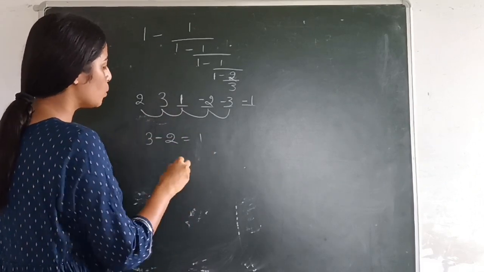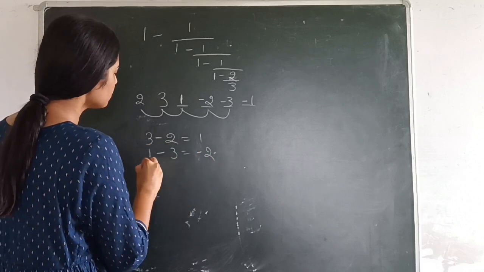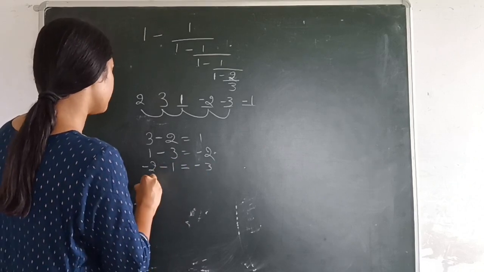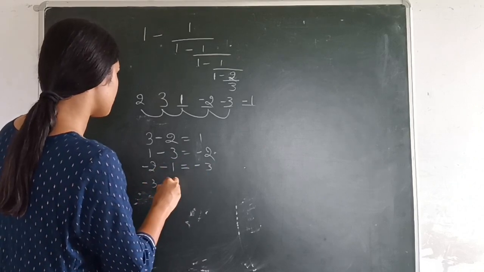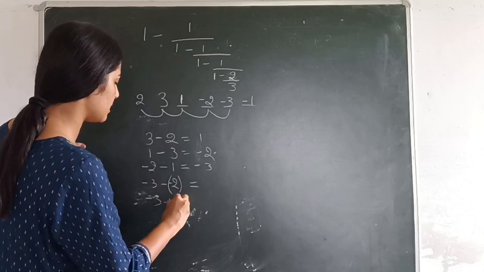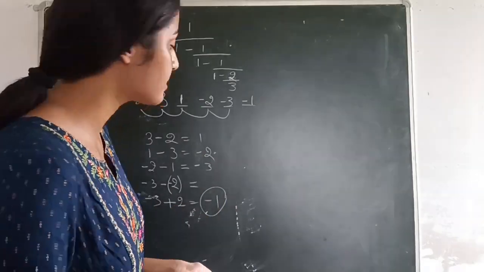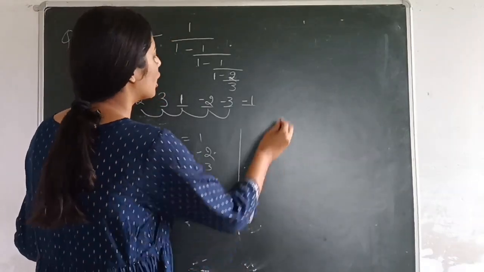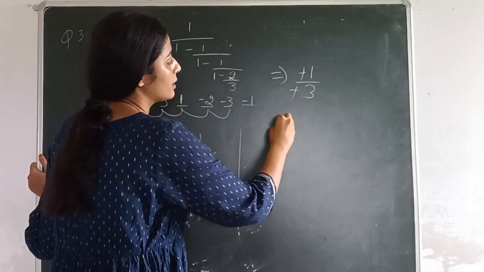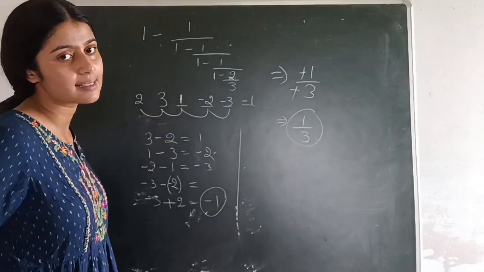3 minus 2 will be 1, 1 minus 3 will be minus 2, minus 2 minus 1 will be minus 3, minus 3 minus 2 will be minus 3 plus 2, that is minus 1. Like this we got our answers. Now at last we got minus 1 by minus 3. So the negative sign will get deducted and the answer is 1 by 3.